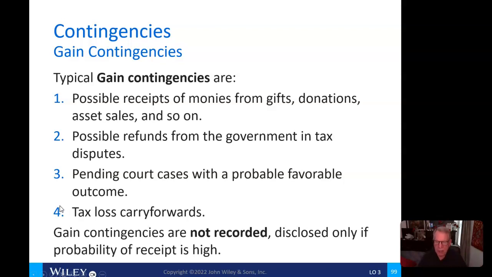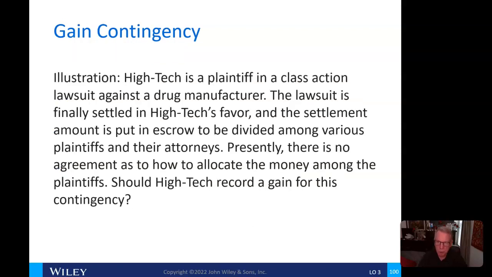Disclosed only if the probability of receipts is very high. We would disclose that in a note. Let's take a look at an illustration.